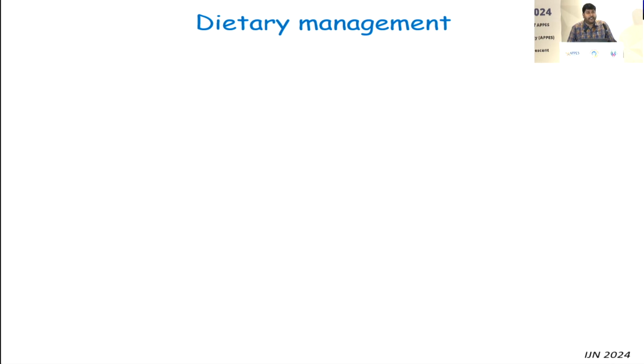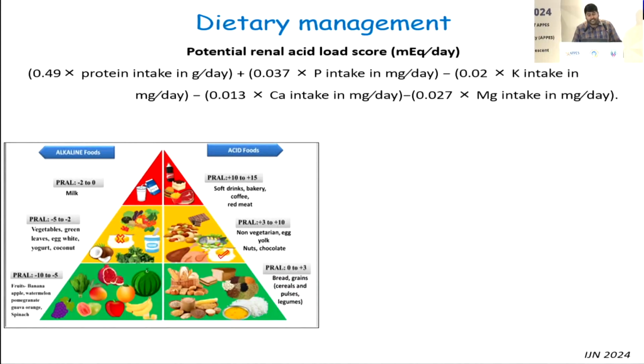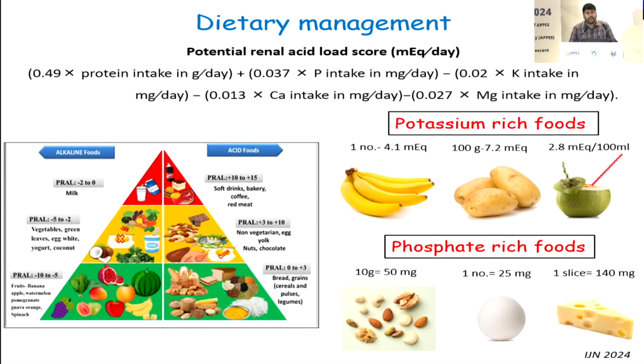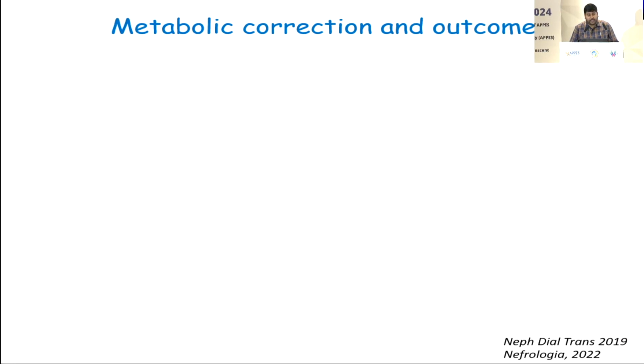So can diet support the maintenance of these electrolyte abnormalities? Yes, there is maintenance with lesser acid-based diets. We can calculate using the PRAL score, which is the potential renal acid load score. Dietitians can help us in calculating this and decreasing the acid-based diet so that the load in children can be decreased. Similarly, potassium rich foods and phosphate rich foods can also be advised for children in terms of diet management.